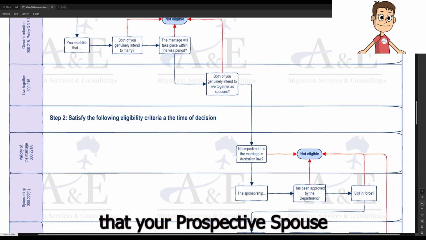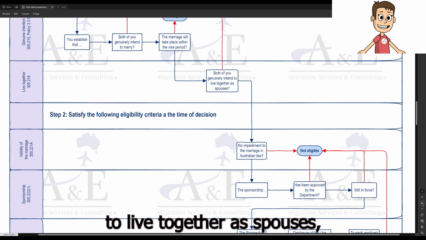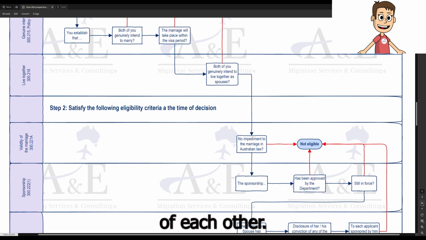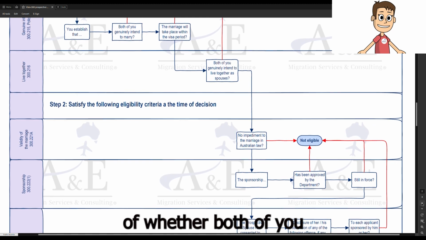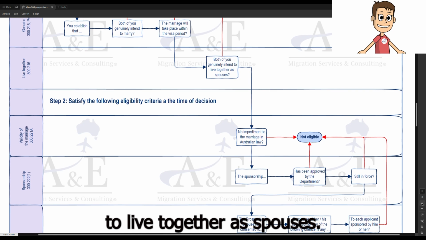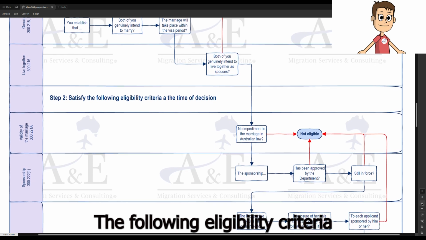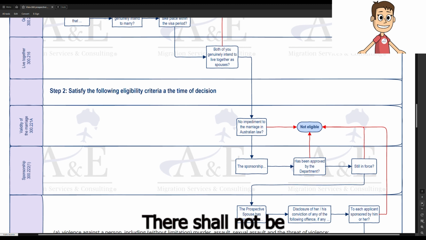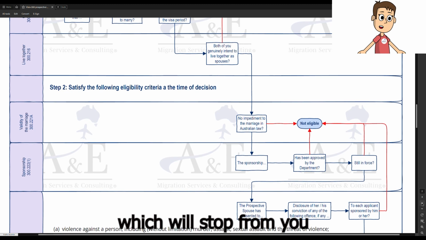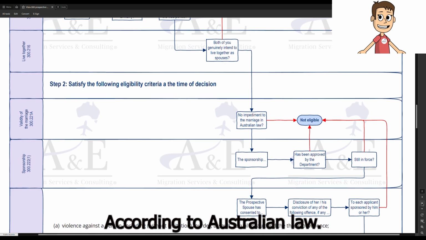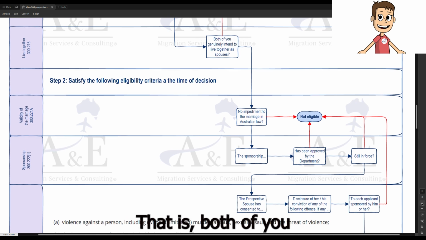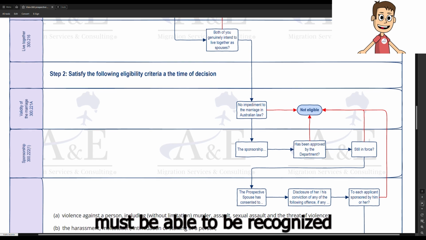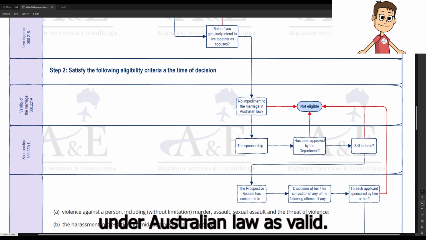It is a requirement that your prospective spouse and you intend to live together as spouses. If both of you have very little knowledge of each other, it raises the question of whether both of you genuinely intend to live together as spouses. The following eligibility criteria are assessed at the time of decision. There shall not be any impediment which will stop you from marrying your prospective spouse according to Australian law. That is, both of you must be free to marry and the intended marriage must be able to be recognized under Australian law as valid.